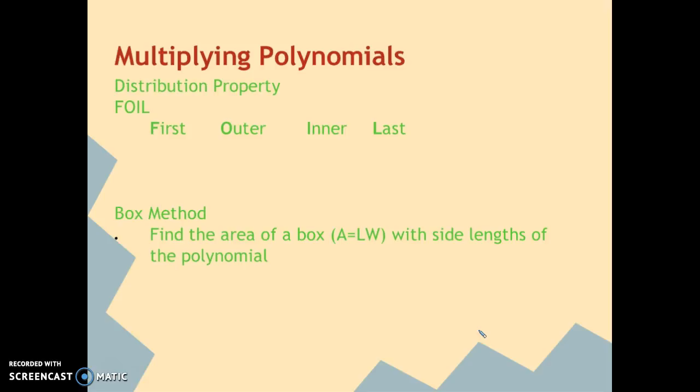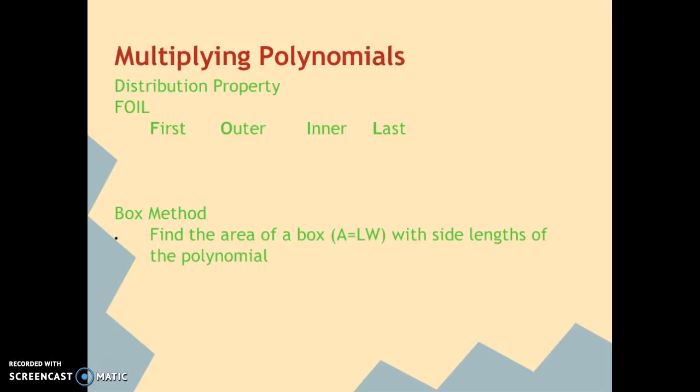Multiplying polynomials. We have two methods. I don't care which method you use, but I want you to become a pro at one of these methods. They always work, so make sure that whichever one you like best, get really, really good at it so you can do it every time. Okay, the first one is FOIL, and the second one is a box method.